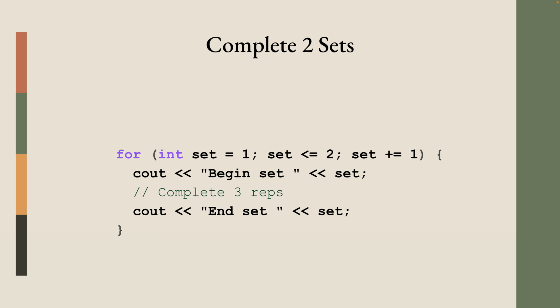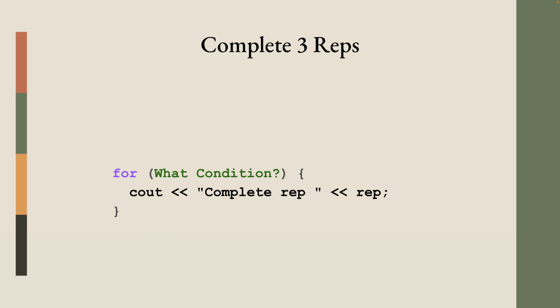Okay, I think people are on the right track here. So essentially, int set equals 1, set less than or equal to 2, because we want this loop to run 2 times, increase it by 1. All right, write the code for completing 3 reps now. So this is the inner part. Yeah, so this is going to be nested because the outer for loop is just keeping track of the sets. So this inner one.